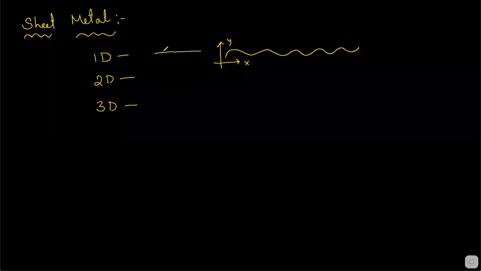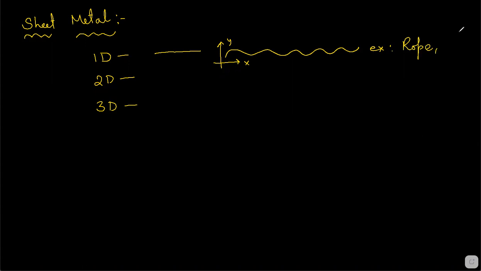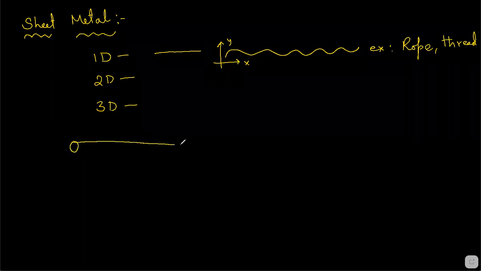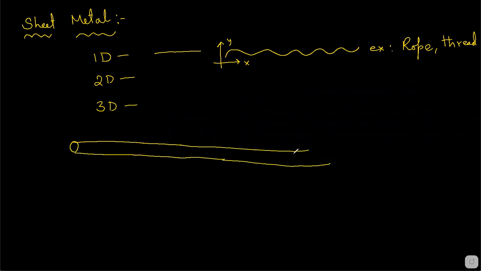Now, the examples of one dimensional are, you can say, rope, R-O-P-E, rope, comma, what else? Belt. No, belt won't come. Thread, okay, and a few things. So why am I saying this is one dimensional? See, whenever you look at a rope, it has a certain diameter and this is the length, right? Continuous length. So one dimensional.